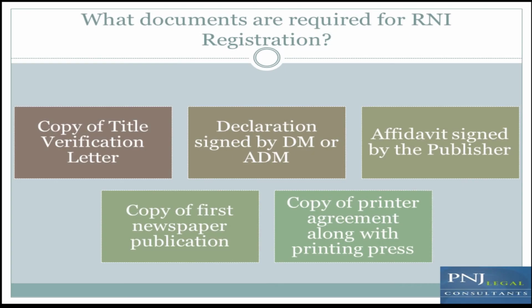Now, the question arises, which documents are required for RNI registration? The answer to this is mentioned in the given slide. Firstly, we need to have a copy of the title verification and a declaration of approval of titles and credentials by the district magistrate or an additional district magistrate. Next, an affidavit signed by the publisher is needed. Lastly, the two things required are the copy of the first newspaper publication and the copy of the agreement between the printer and the printing press.